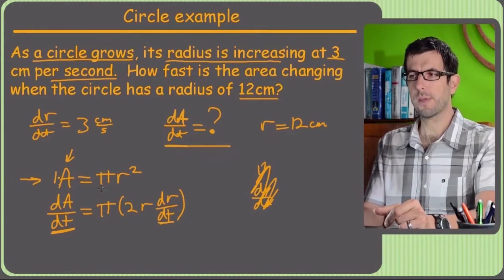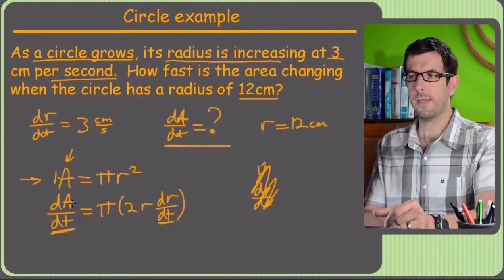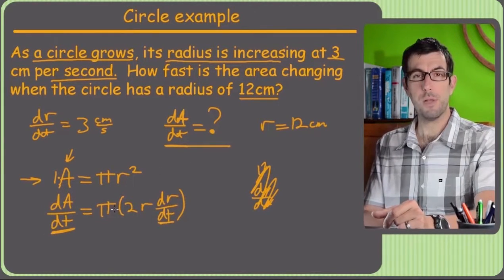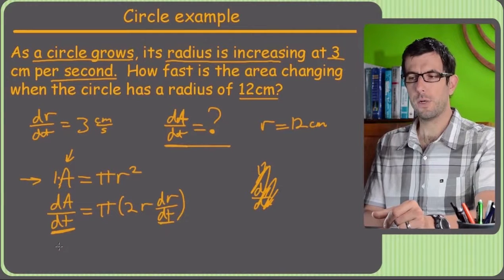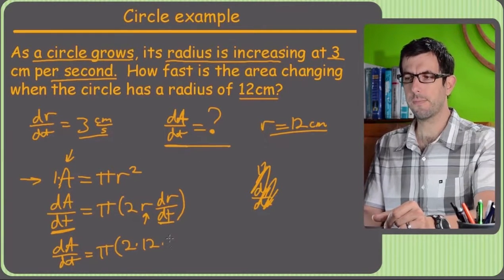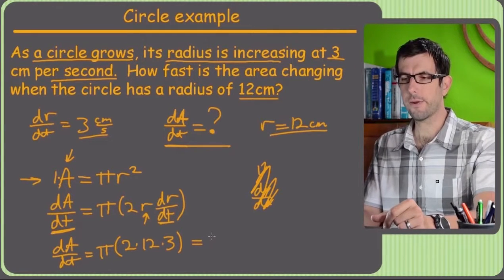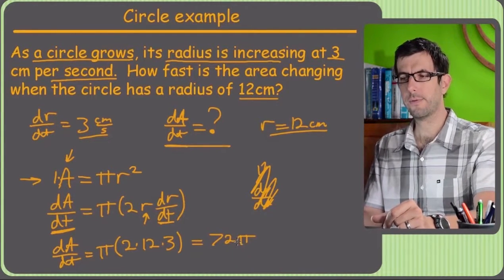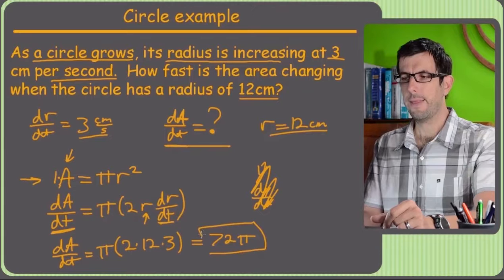All right, so now we want dA dt, and we've got that. So I think we can just plug and chug at this point, because we want to know what dA dt equals when r, so we'll just plug in for r right here. We'll plug in the 12. And then dr dt, they told us, is 3. So if we multiply all that together, we get 72 pi. And that is the answer.